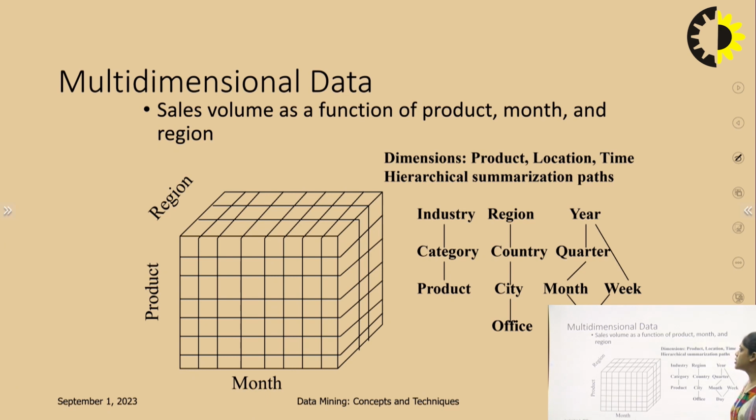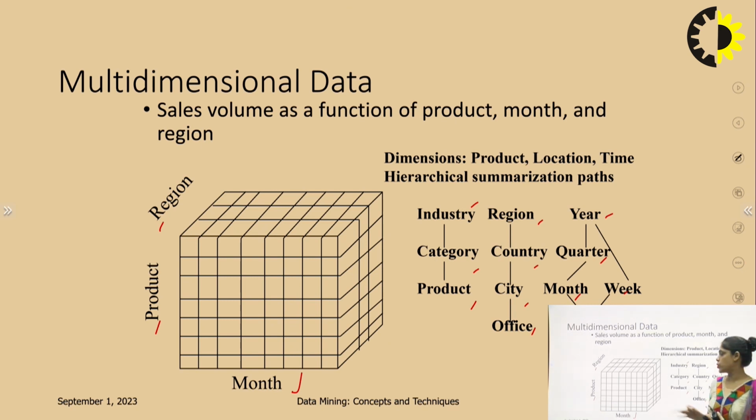So this is multidimensional data. You can see here the months are there, product is there, and region is there. In which month, which product is produced, in which year, and how much. You can say dimensions: product, location, time, and hierarchical summarization parts, that is industry, category, product, region, country, city, and office, year, quarter, monthly, week, day, etc. So these are subdivisions for it.